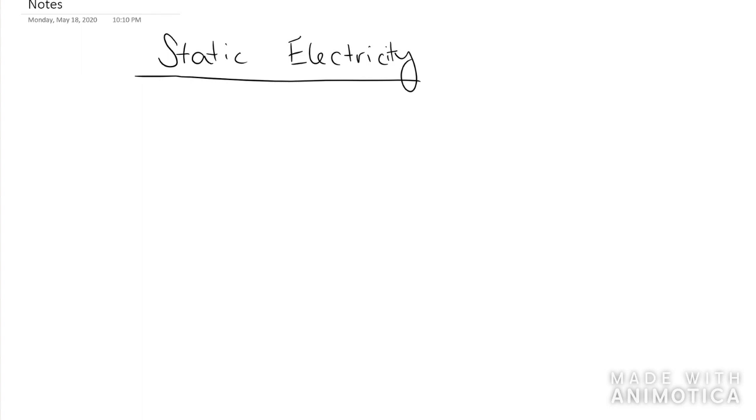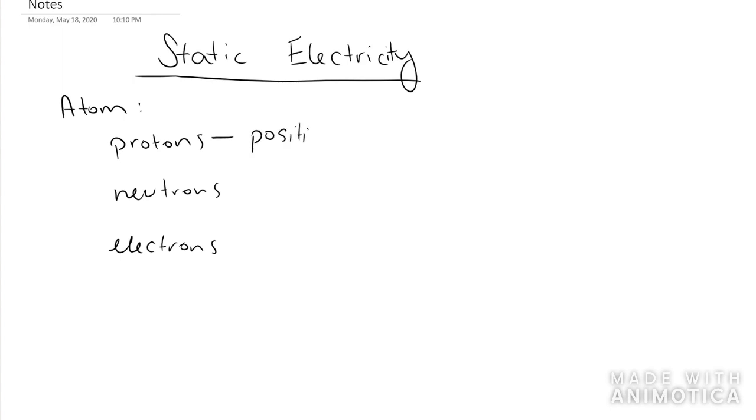So there are three parts of an atom. There's protons, neutrons, and electrons. Two of these have charges. Protons are positive, electrons are negative, and neutrons are neutral.